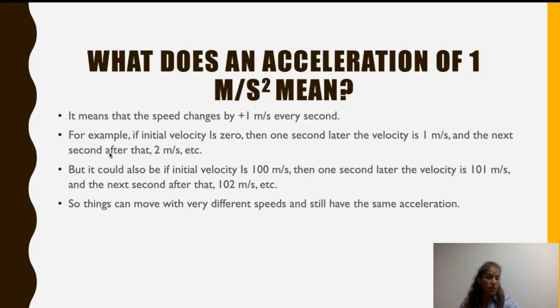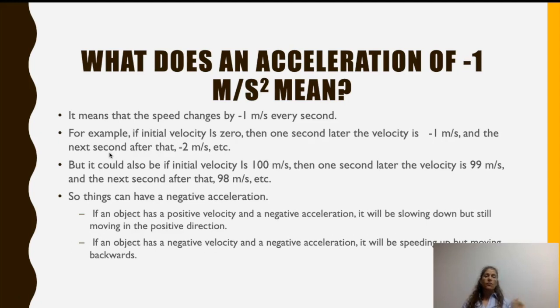You can have the same acceleration even if you have very different speeds. So if you're starting at rest and I have a negative acceleration, well, that means my next second I'm going -1 meter per second. And the second after that, I'm going -2 meters per second. But remember, negatives only tell you direction. So that just means I'm going 1 meter per second in the negative direction. I'm going 2 meters per second in the negative direction. So you're just going to the left, or you're going down instead of up.